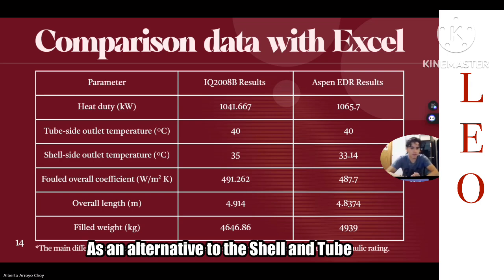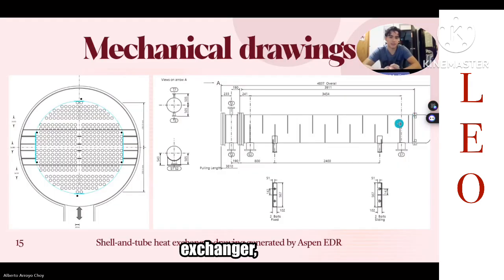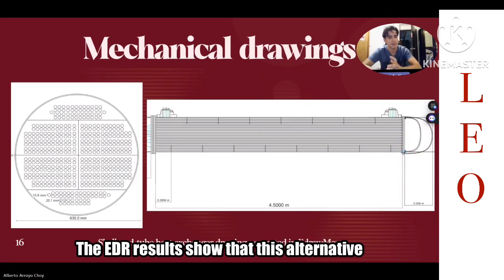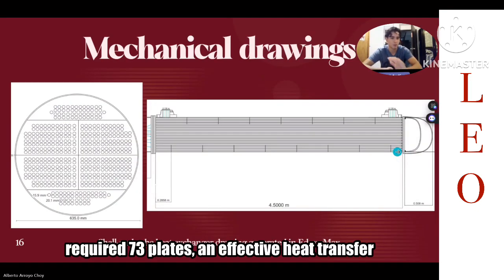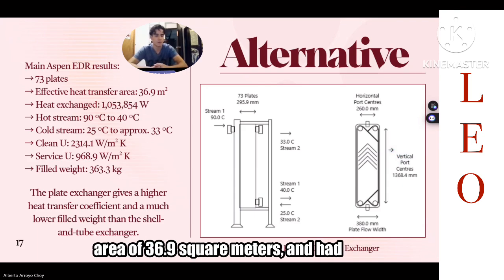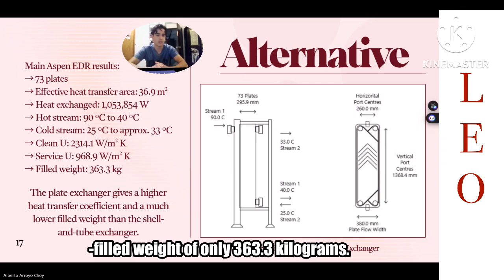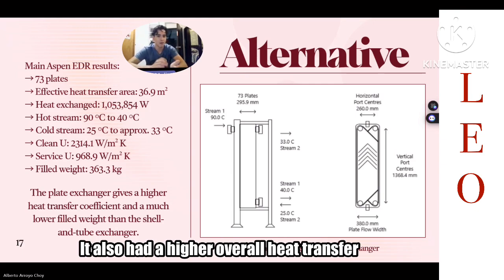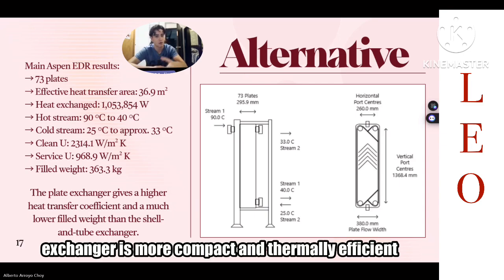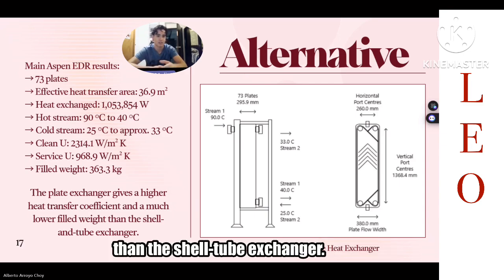Thank you, Brian. As an alternative to the shell and tube exchanger, we also evaluated a plate heat exchanger. The EDR results show that this alternative required 73 plates, an effective heat transfer area of 36.9 square meters, and a field weight of only 363.3 kilograms. It also had a higher overall heat transfer coefficient, which means that the plate heat exchanger is more compact and thermally efficient than the shell and tube exchanger.